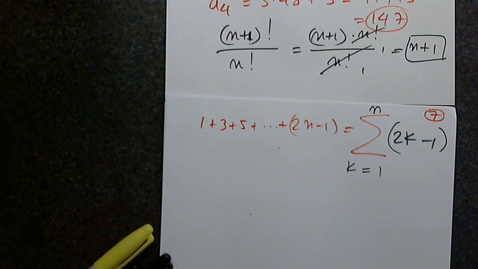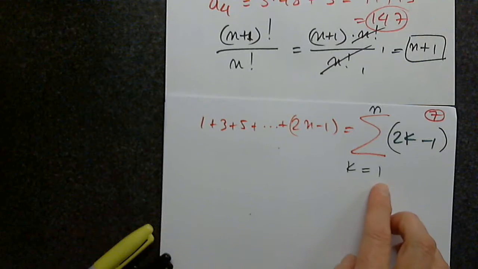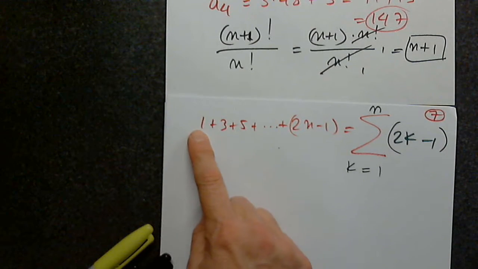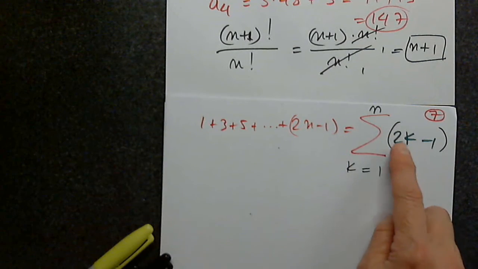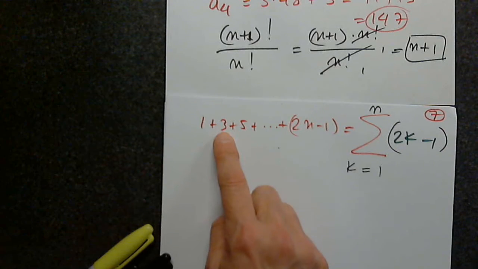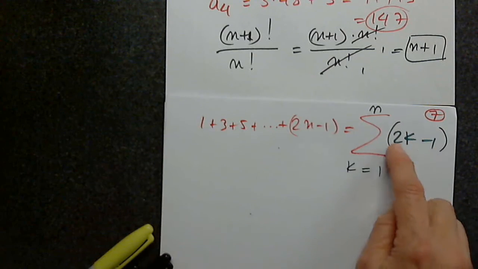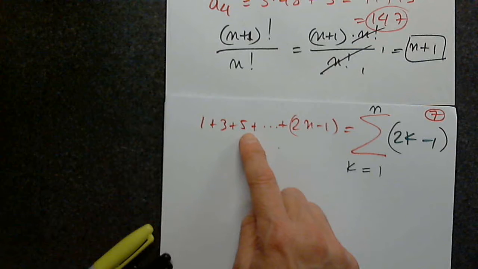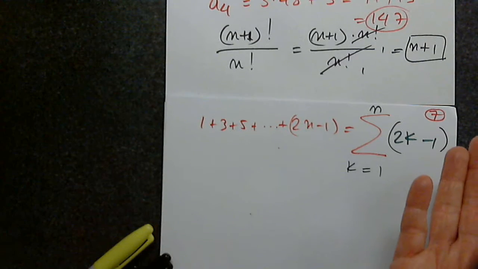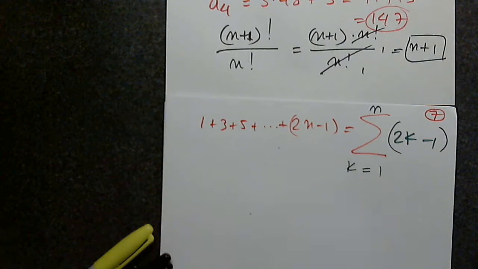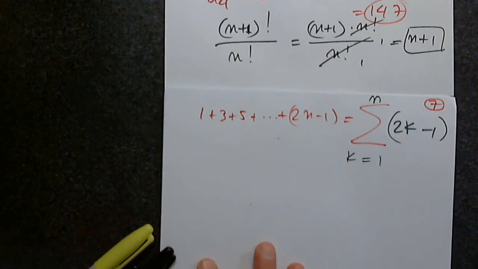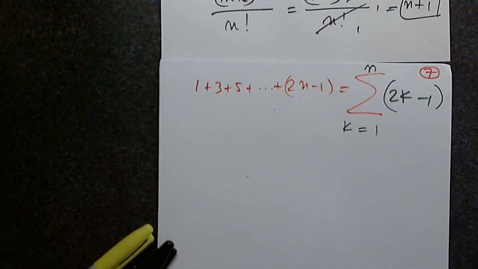Let's check. We still have to check. When k is 1, 2 minus 1 is 1. When k is 2, 2 times 2 is 4, 4 minus 1 is 3. When k is 3, 2 times 3 is 6, 6 minus 1 is 5. When k is n, 2n minus 1. Better? Very good. Last one.